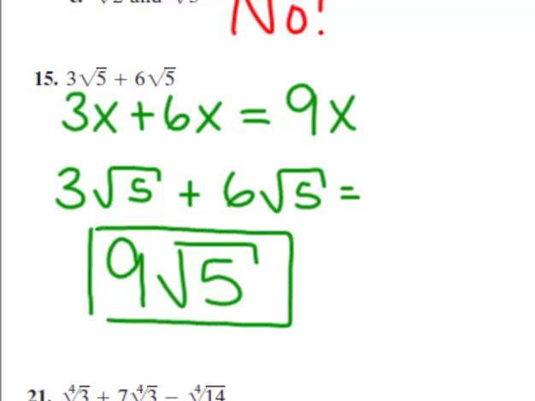One thing that a lot of people want to do is not only add the numbers on the outside, but add the numbers underneath. Remember, those are just things that we happen to have 3 of, and then we're adding 6 more to. So you can't change what is on the inside. Just like this didn't become 3x plus 6x, it didn't become 9x squared.